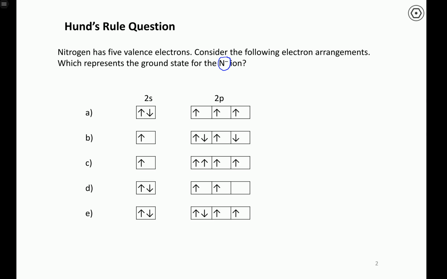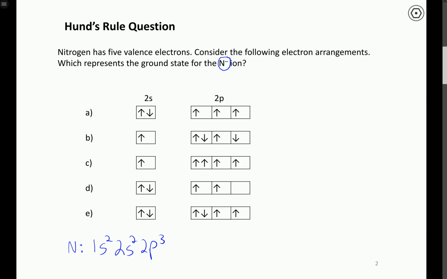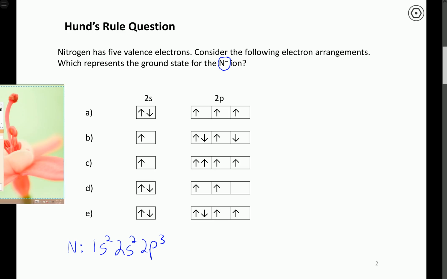So if we're going to do N-, we first consider nitrogen. So nitrogen is atomic number 7, so that means it has 7 electrons. So the ground state configuration of nitrogen, if we look at the periodic table, is 1s2, 2s2, 2p3. Let me pull up a periodic table real quick and review how I got that.